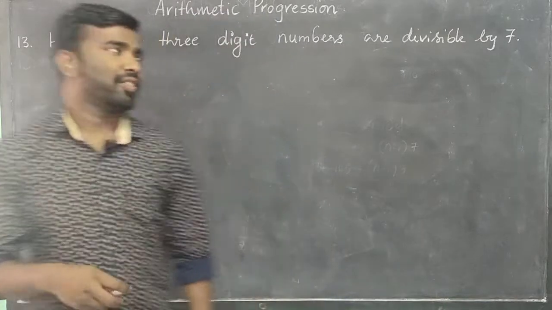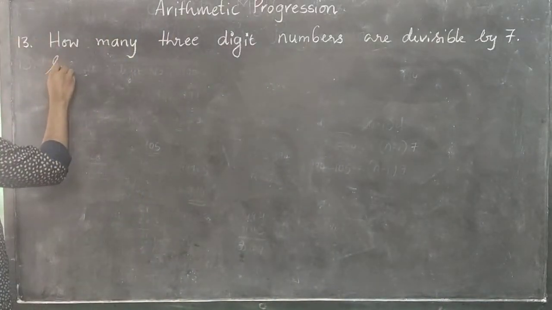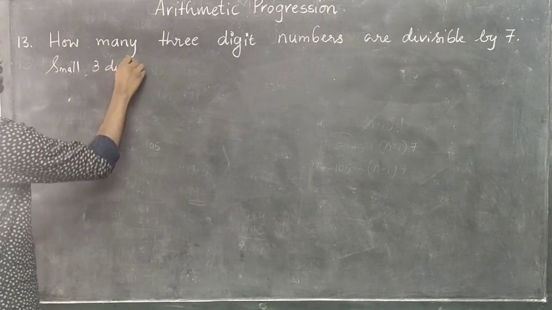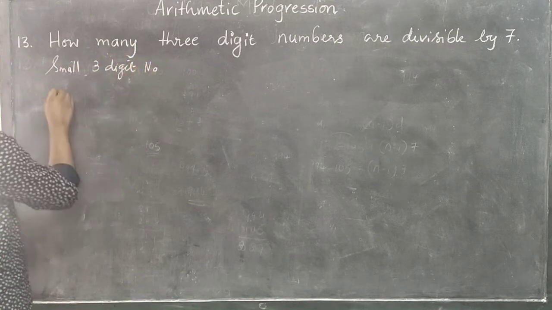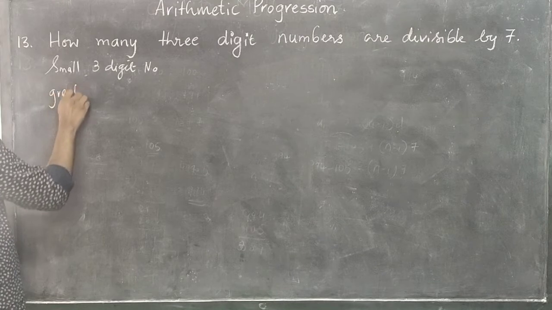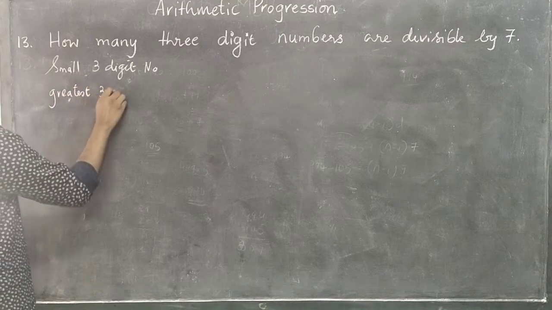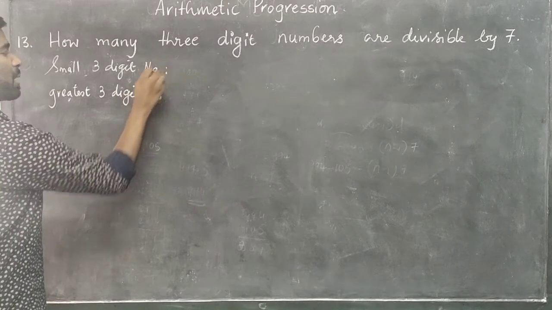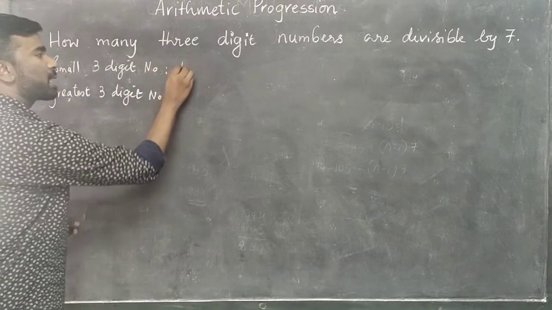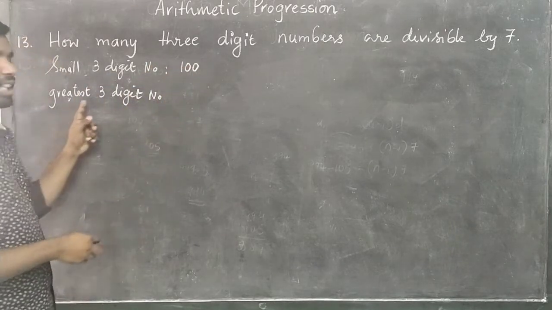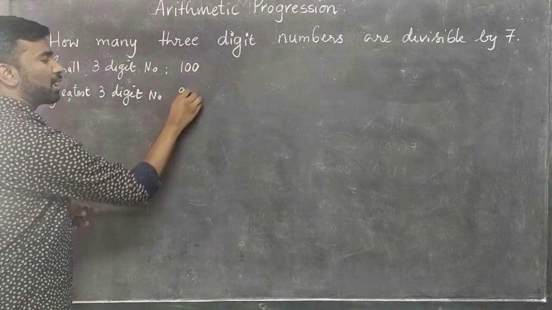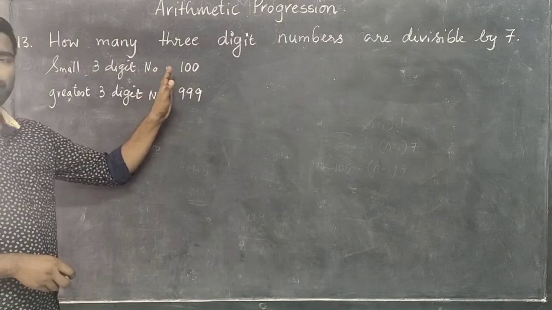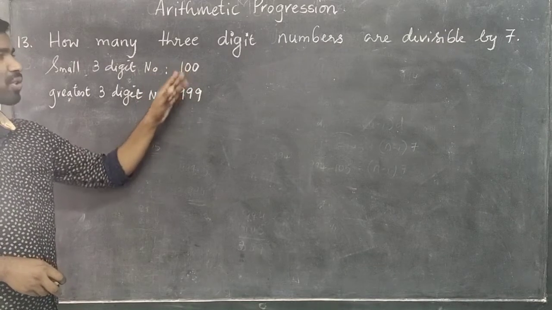For that, we shall write the smallest 3-digit number and greatest 3-digit number. What is the smallest 3-digit number? It is 100, and the greatest 3-digit number is 999.